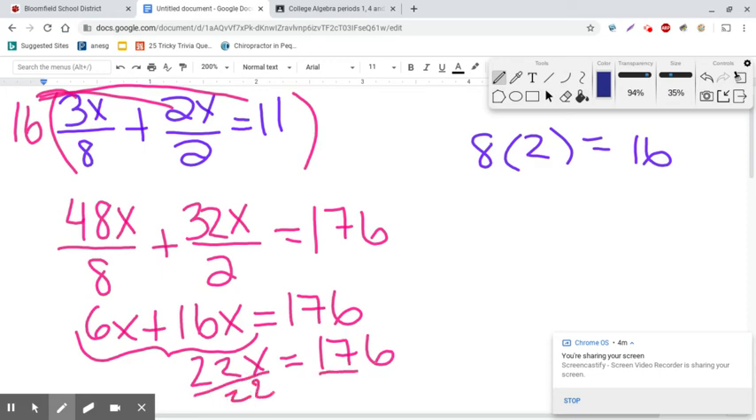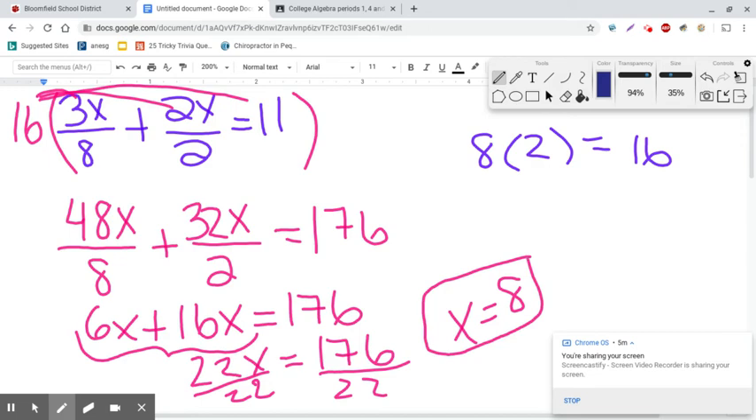So we're going to divide both sides by 22. 176 divided by 22 gives us 8. 8 is our answer. And you really could check this if you wanted to.